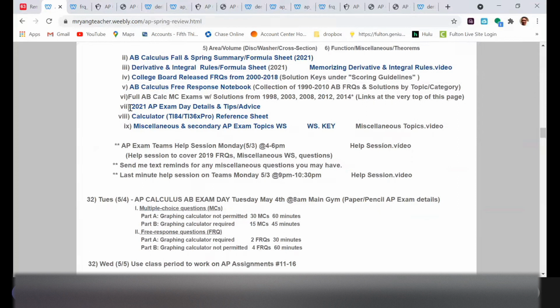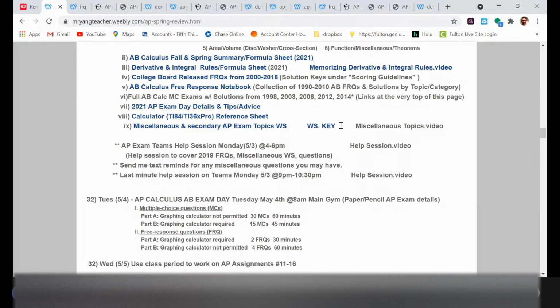Next up, I have the exam details and tips advice sheet. This is the advice and exam tips that I went through on Friday. It's under Friday's link. So you can go to Friday to watch the video for that, or if you want to just read through it, I encourage you guys to read through it. And then next, just a calculator reference sheet for your TI-84, whether you need just to remind yourself of different keystrokes or review through different keystrokes.